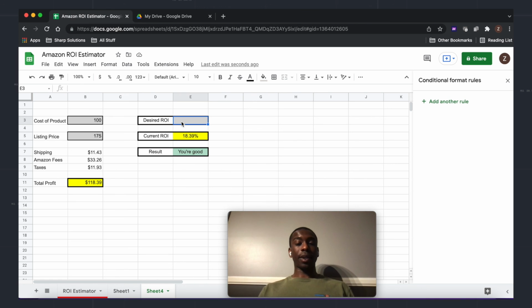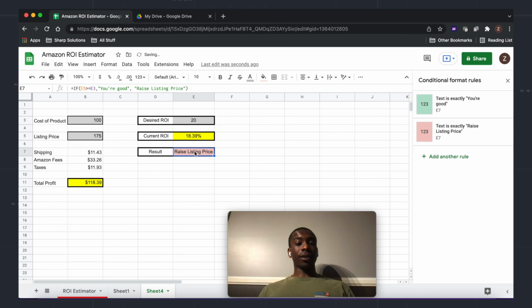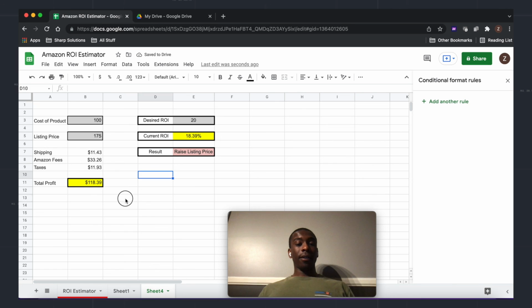If I want my ROI, let's say, to be 20% here, we can now see that our result is telling us we need to raise that listing price. A few more formatting tricks here. We'll make this a percentage. Excellent. But if we drop this down to 15%, we now see that we are good.